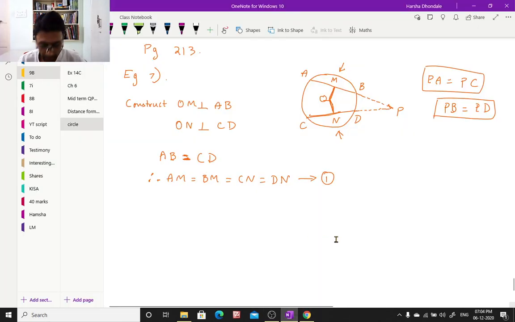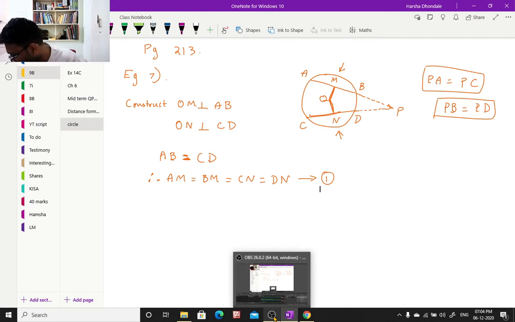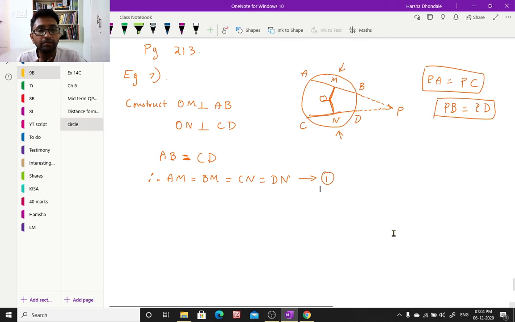All right, now we go to question 7. It's question 7, not from the exercise. It is actually from the worked examples, page 213. On page 213, this is worked example number 7. That's what we will be learning. We'll solve this.